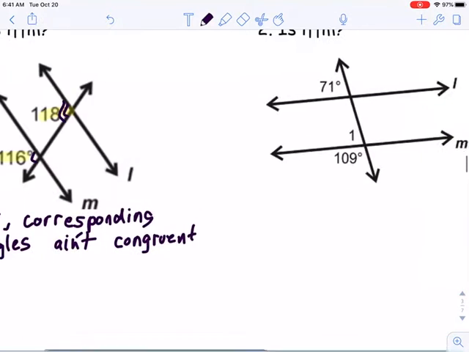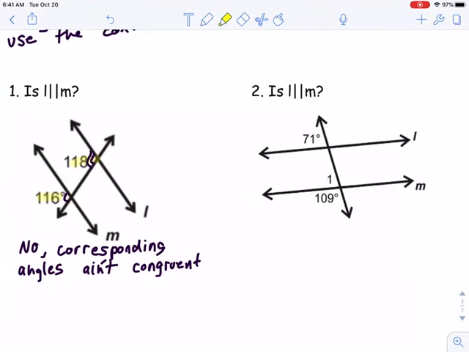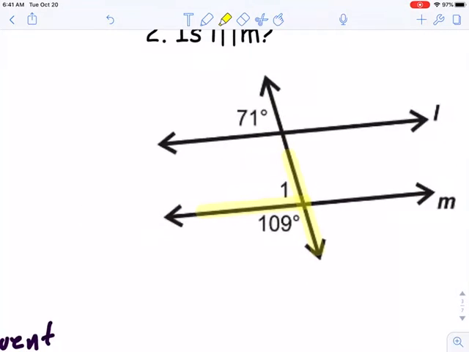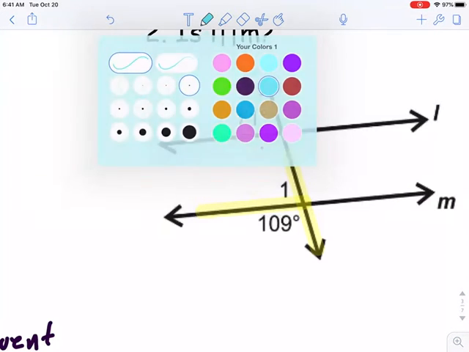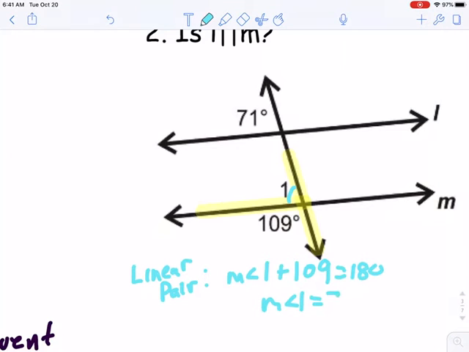All right, what about this case right here? Well, we got to do a little bit of thinking. There are several ways to do it. Let's do it this way. Okay, 71 and 109, no defined relationship. We can say consecutive exterior angles, but we don't have that for some reason. All right, the measure of angle 1 plus 109, we have a linear pair going on right here. So the measure of angle 1 plus 109 is 180. So the measure of angle 1 equals 71 degrees.